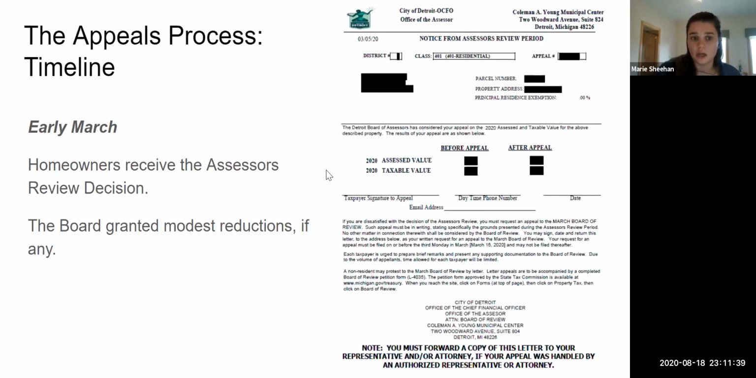So in early March, the homeowner receives the assessor's review decision, and this is a standard decision form. Of all of our clients, a few got reductions. They were modest, if any. And the appeal language is equally bad as the assessment notices.